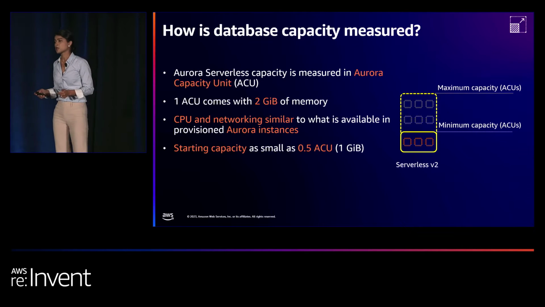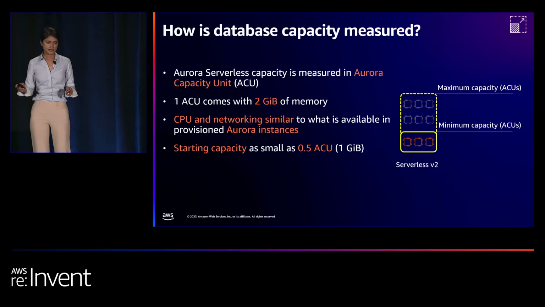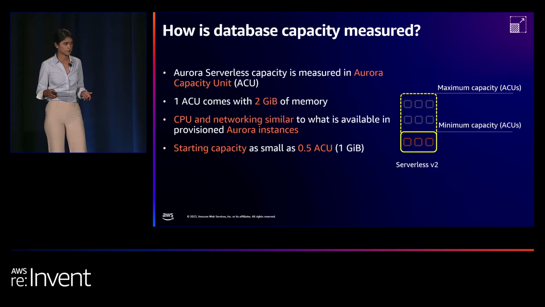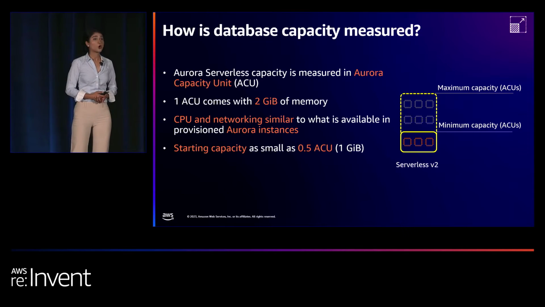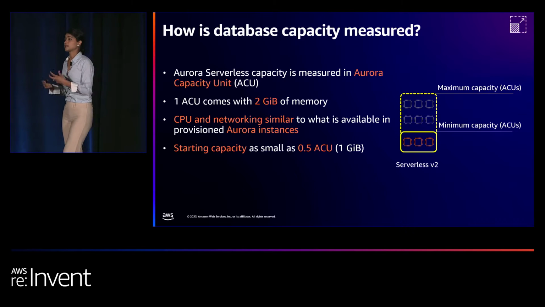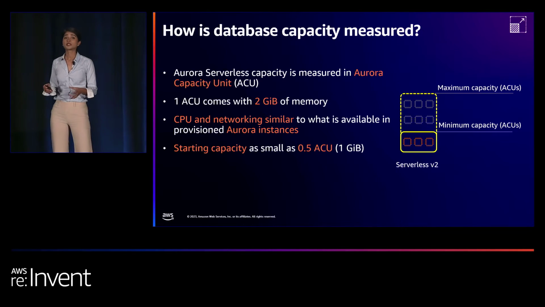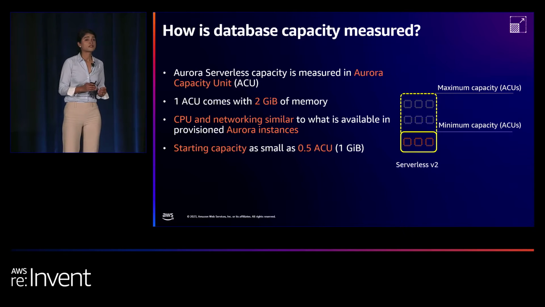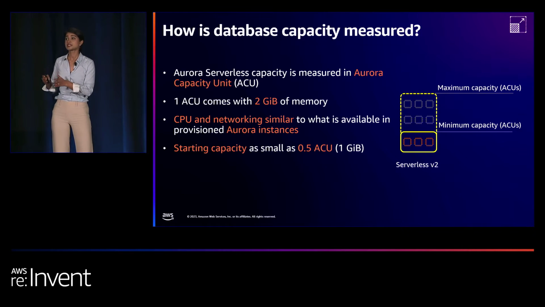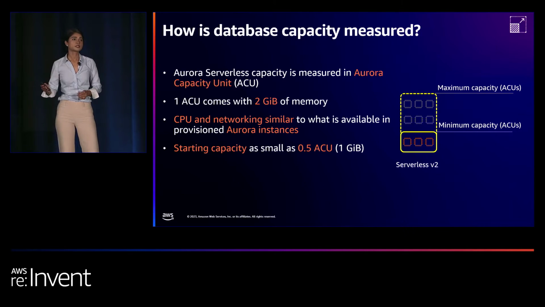Now, I talked about how the database is going to automatically scale capacity. How do we measure this capacity? We use a high-level abstraction for capacity measurement called Aurora Capacity Units, or ACUs. What do you get with it? With one ACU, you get 2 GB of memory, and for CPU and networking resources, it is similar to what you get with provisioned Aurora. For starting capacity, the database can start off as small as 0.5 ACUs, which is equal to 1 GiB. So that's a pretty small database. This is what you can start off with, and it can go all the way up to the maximum database capacity.